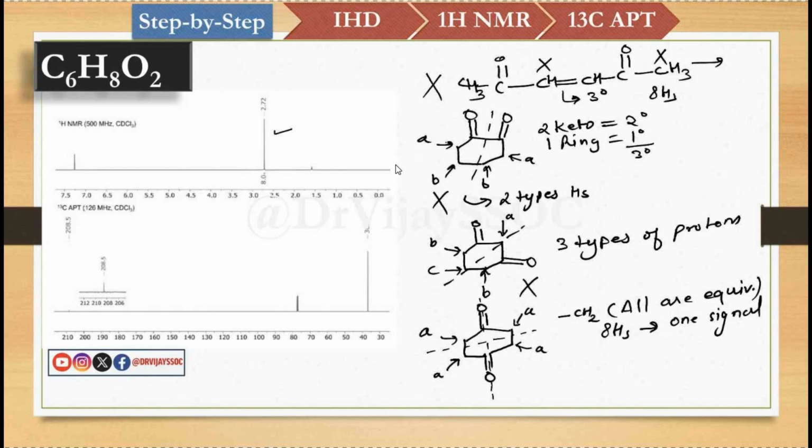Now look at the carbon. This keto will show you a signal at 208, and this will also come at 208, and this CH2 carbon is coming at around 35 ppm, and all will be at the same position. So it has 2 types of carbons. So unequivocally we can state that this is the correct structure for the given NMR data.